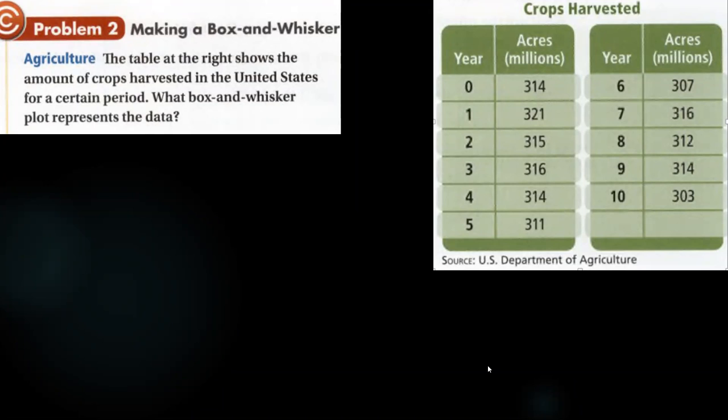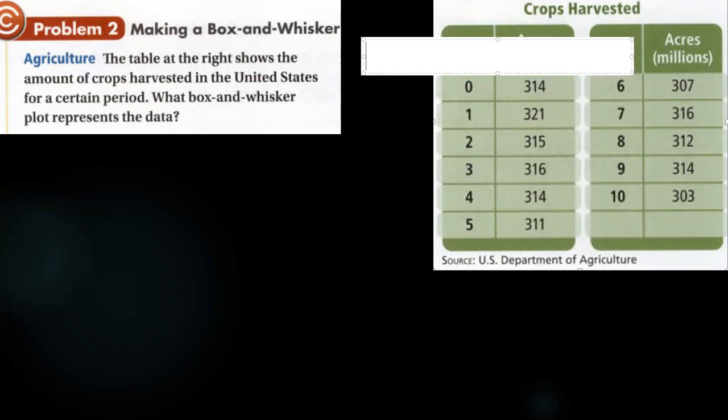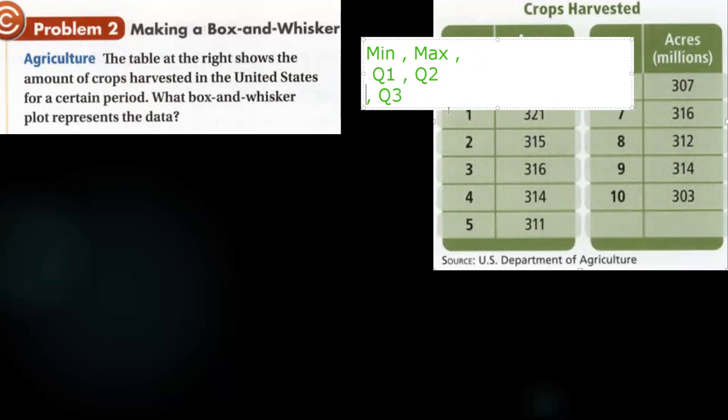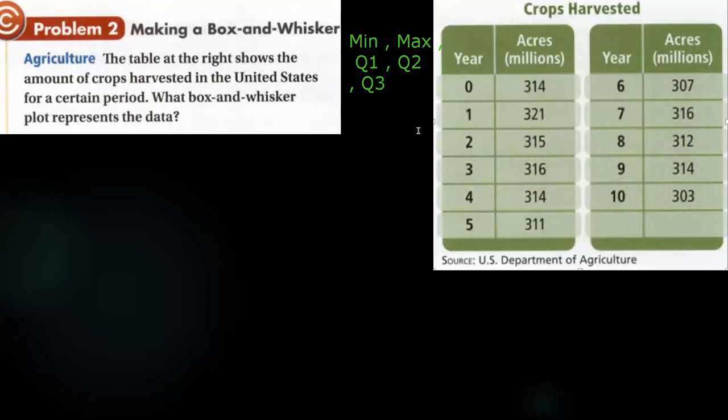So I will repeat. What do I need? I need to find the minimum, maximum, Q1, Q2, and Q3. When I have found all of these, I can draw my box and whisker. So in order to find the minimum, maximum, Q1, Q2, or Q3, I need to arrange the data.